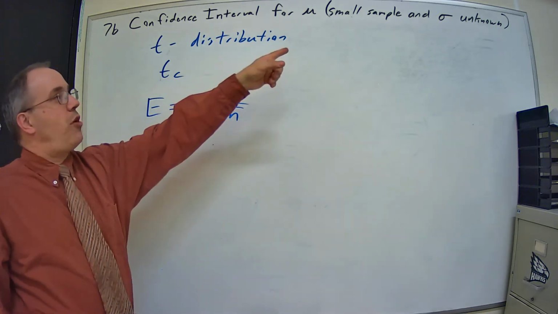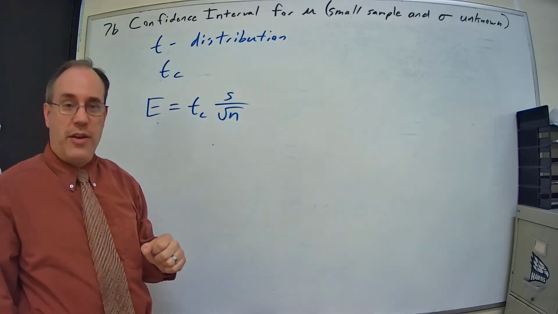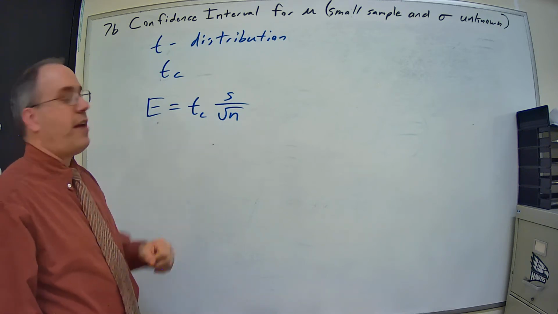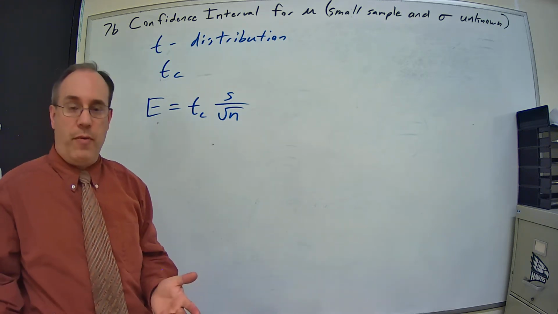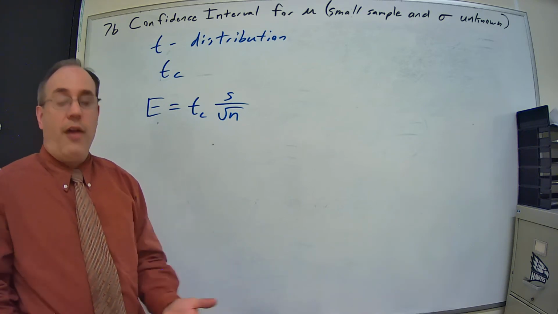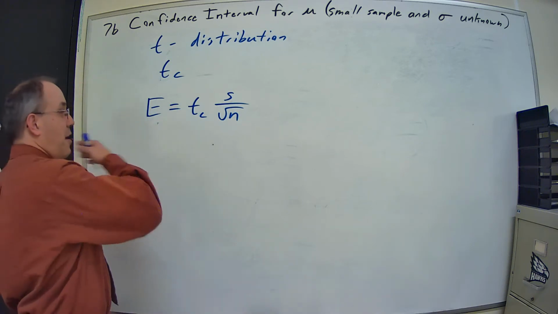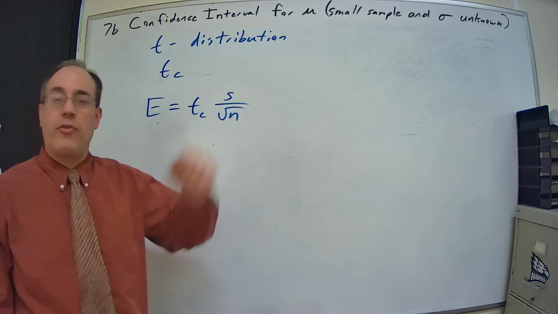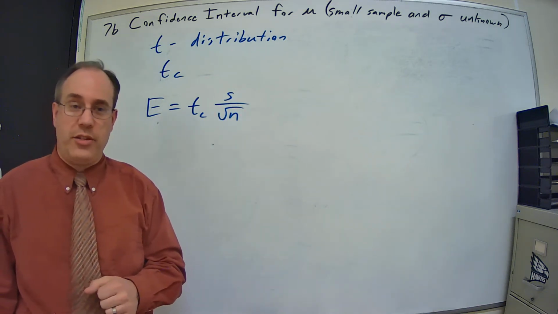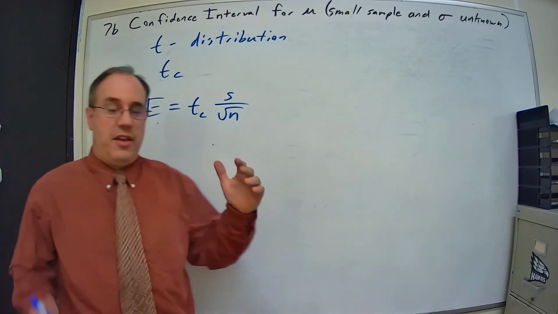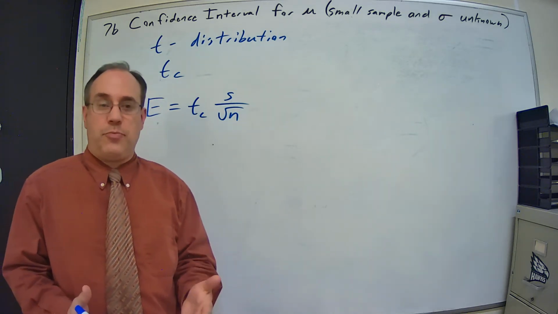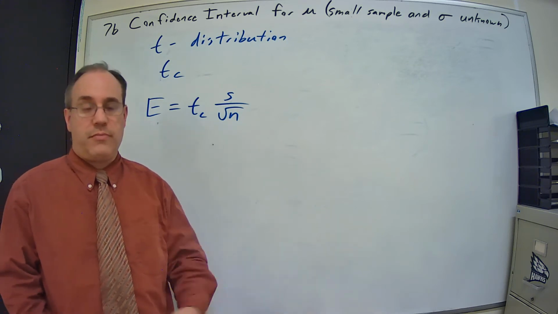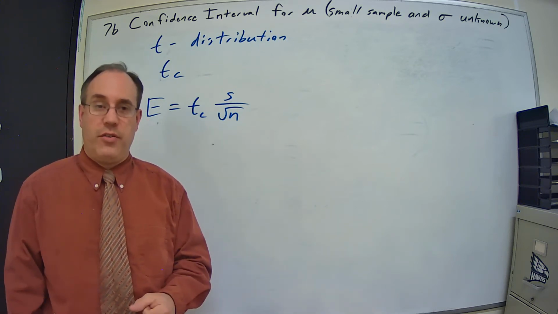Because it's a small sample, we don't know the population standard deviation, then we're going to be using the t distribution, so our critical value is going to come off of this new table. Otherwise, everything else is going to work the same as it did for a large sample or if we knew the population standard deviation. We're still going to take the point estimate x bar and we're going to add and subtract the margin of error, and we're going to find our confidence interval.